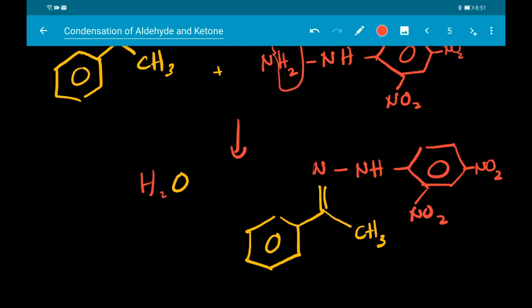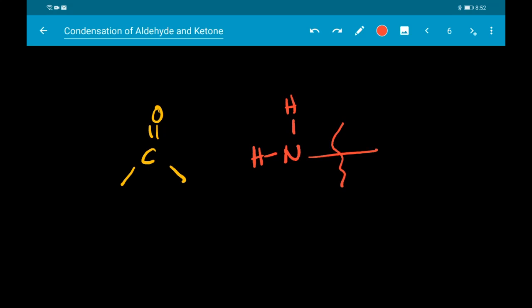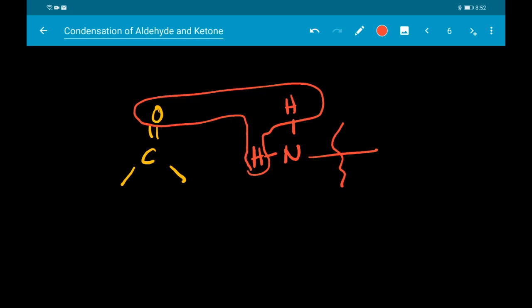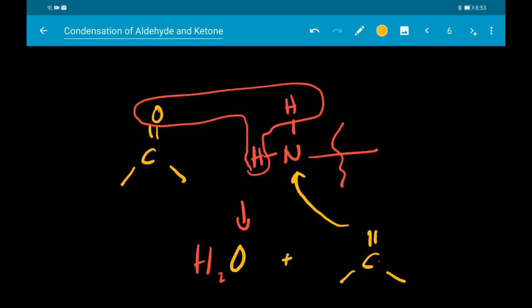So there you have it. This is the condensation of aldehyde and ketone. In summary, there are two things which are required for the reaction. The first one is a carbonyl group. It doesn't matter if it is aldehyde or ketone. The second one will be the nitrogen atom, which is at least attached to two hydrogen atoms. Because we're going to take the two hydrogen atoms and then react them with the oxygen to form a water molecule. And the C double bond will retain the structure regardless of whether it's aldehyde or ketone. Later on it will be attached to the nitrogen atom.